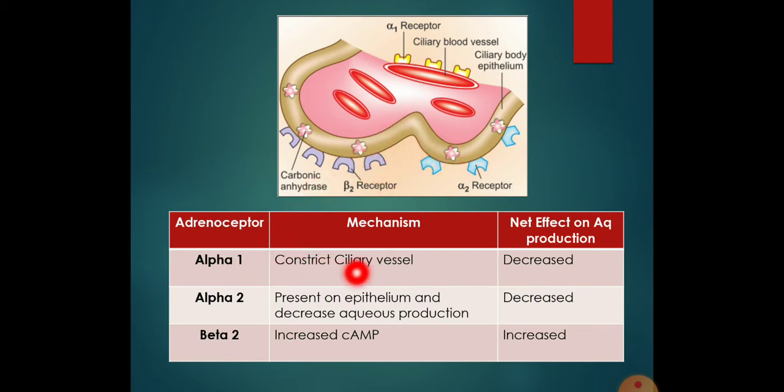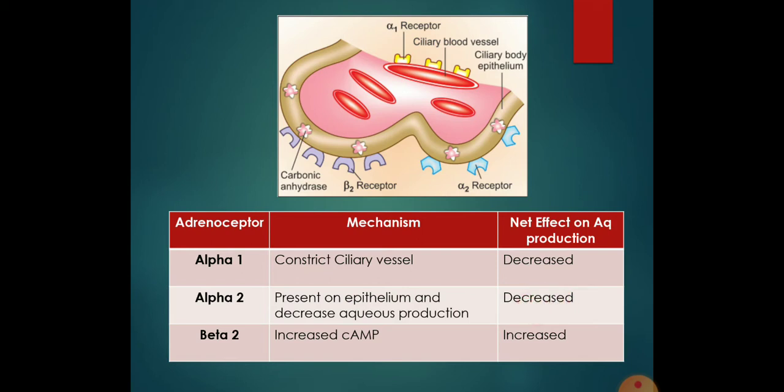So alpha 1 will constrict the ciliary vessel, and therefore aqueous production is going to decrease. Alpha 2 is present on the epithelium and decreases aqueous production, hence the net effect is again that the synthesis of aqueous humor is going to decrease. Whereas with beta 2, if you give medications like a beta 2 receptor agonist, it will increase cyclic AMP and the synthesis of aqueous humor is going to increase.